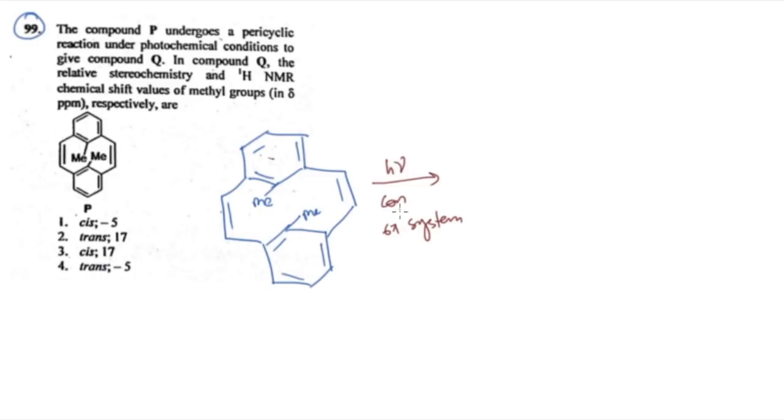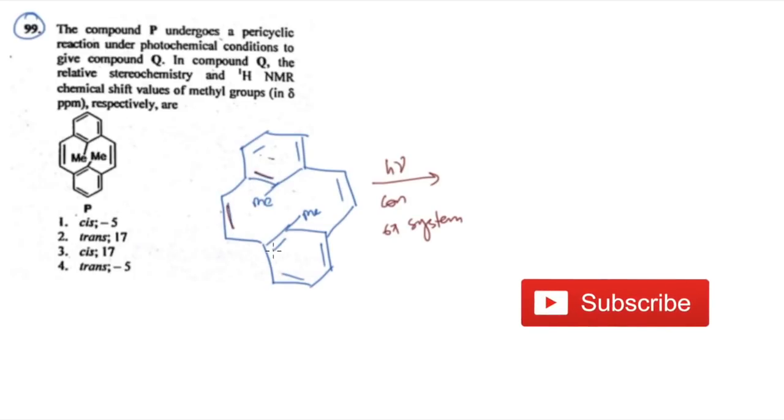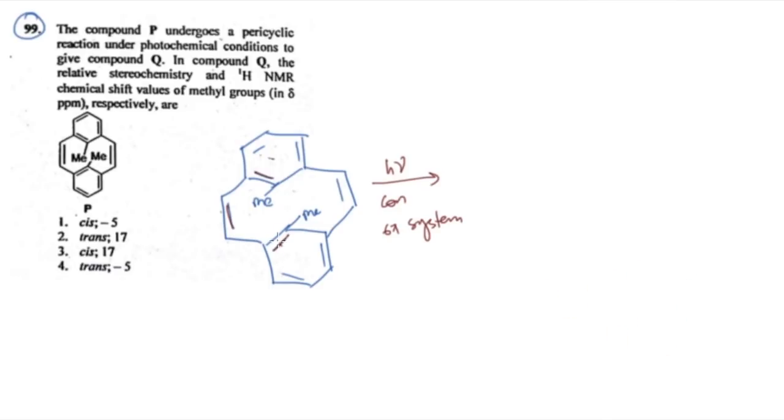Fine. So under hv condition, it will undergo conrotation, and since it's a 6-pi system, we all know about it. This bond and this particular bond will take part in that. So this will shift over here, this will go over here, and this will come over here. So the product is expected to be this one. Okay, so we expect this to be the final product of this particular compound.